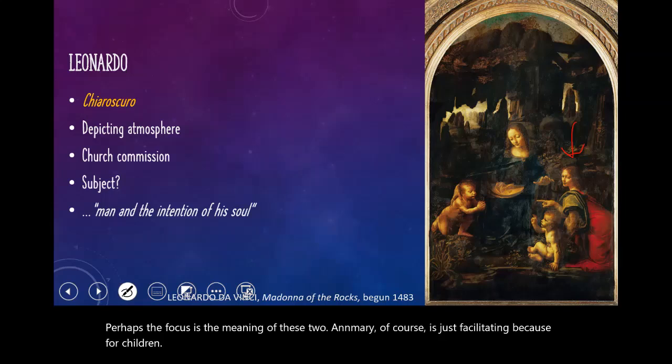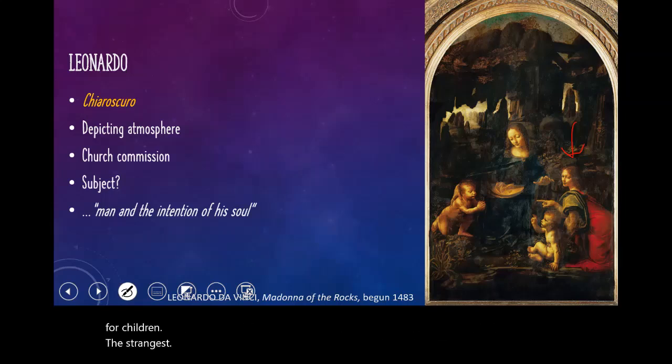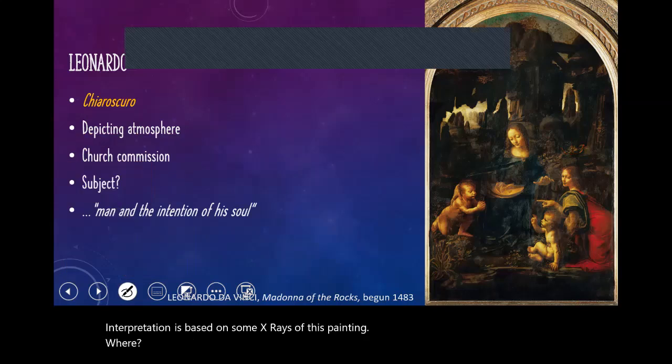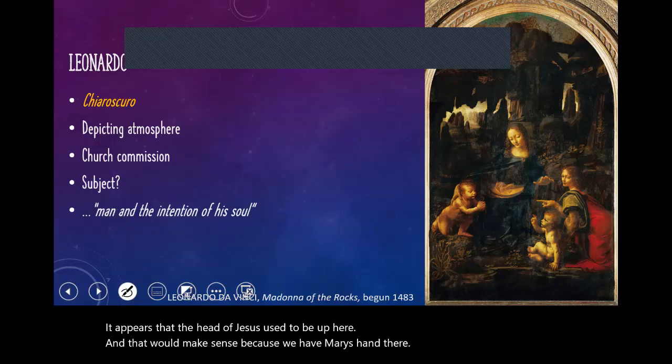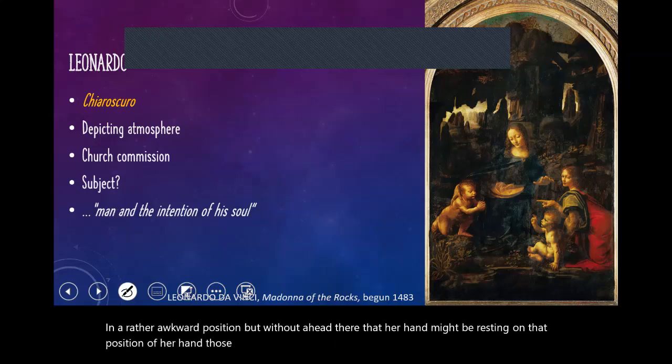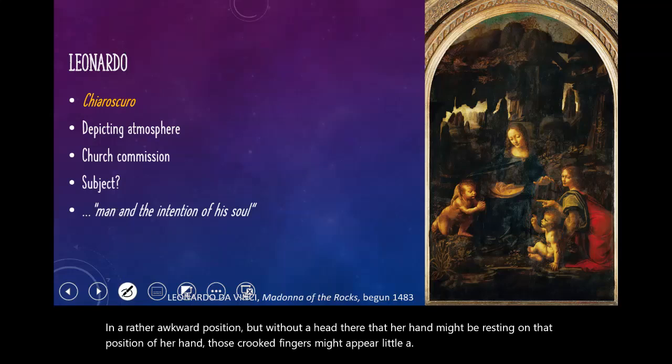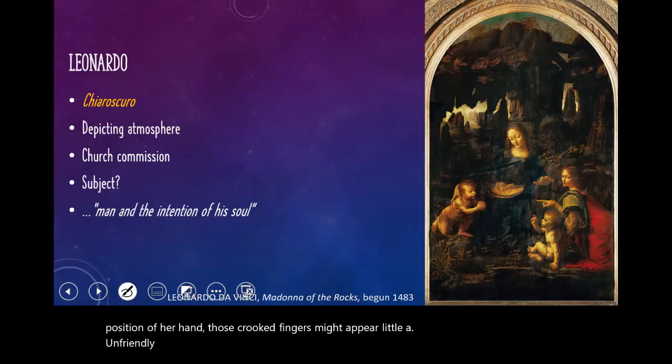The strangest interpretation is based on some x-rays of this painting, where it appears that the head of Jesus used to be up here. And that would make sense because we have Mary's hand there in a rather awkward position. But without a head there that her hand might be resting on, that position of her hand, those crooked fingers, might appear a little unfriendly, a little less than motherly, less than soft and nurturing.